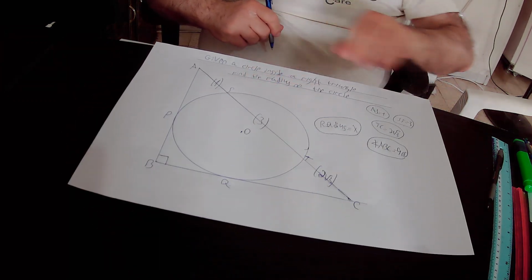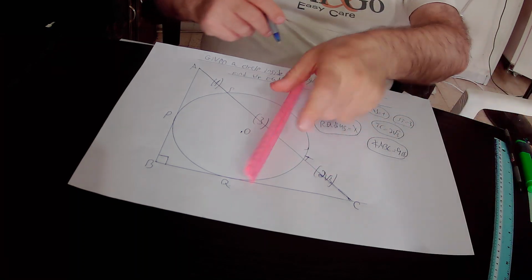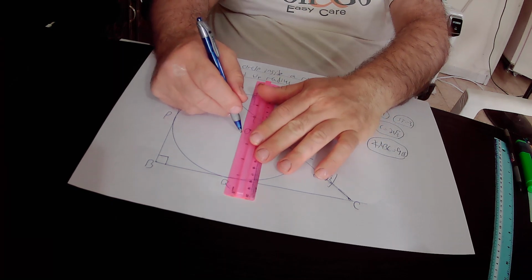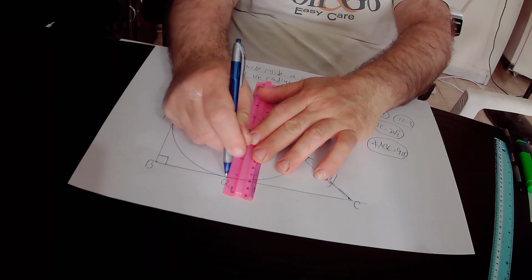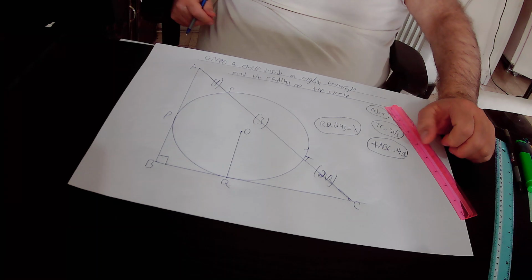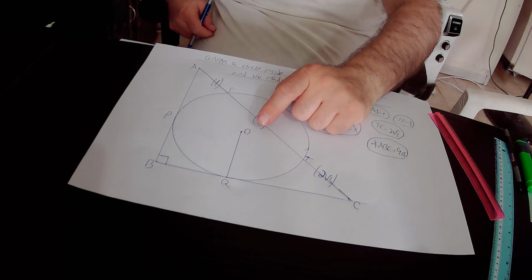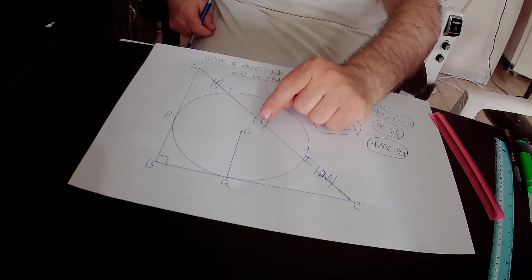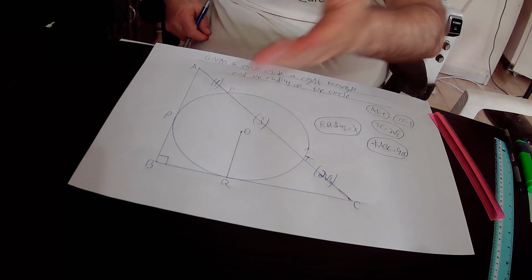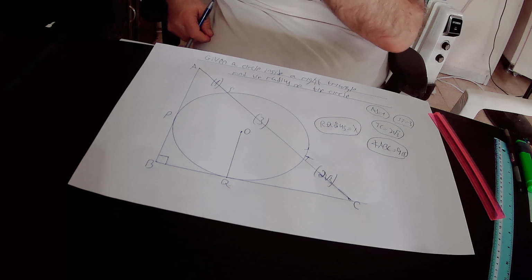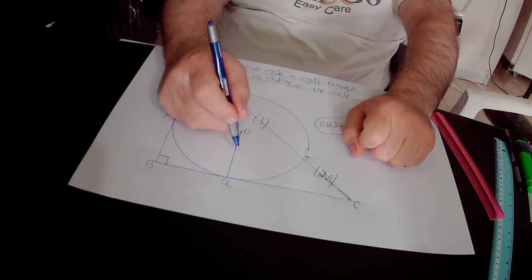In the next step, we join points O and Q together by a straight line. What is the definition of line segment OQ? Line segment OQ starts from point O, that is the center of the circle, and ends at point Q, that is a point on the circle itself. So this is exactly the definition of a radius. Therefore, OQ is the radius of this circle, that is equal to x according to our definition.